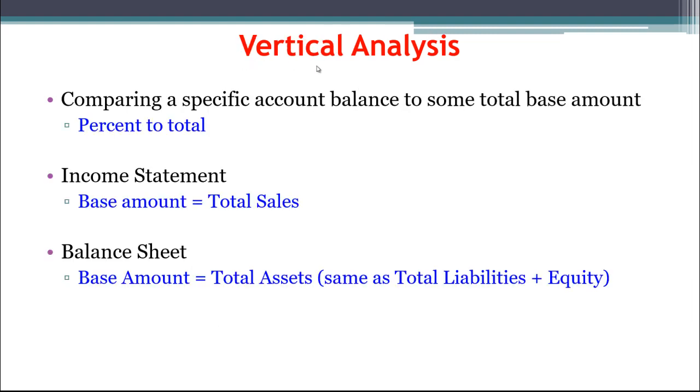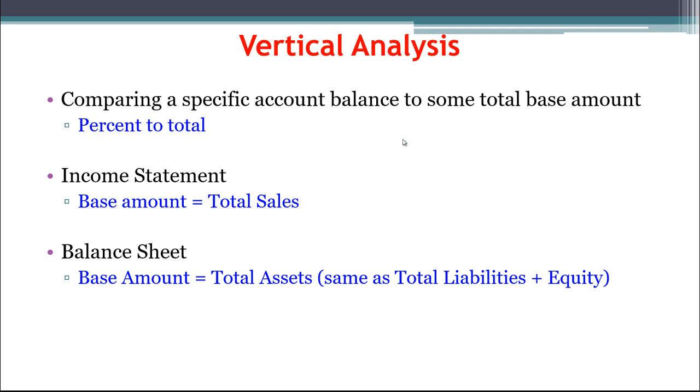So now vertical analysis. In this case, we're going up and down the graph, up and down the table of data, the financial statement, instead of across time. We're comparing a specific account balance, like perhaps cash, to some total base amount. It's not a year that we're talking about anymore. It's a base amount within that financial statement. We're trying to find out a percent to total. In other words, cash compared to total assets. What percent of total assets is cash?